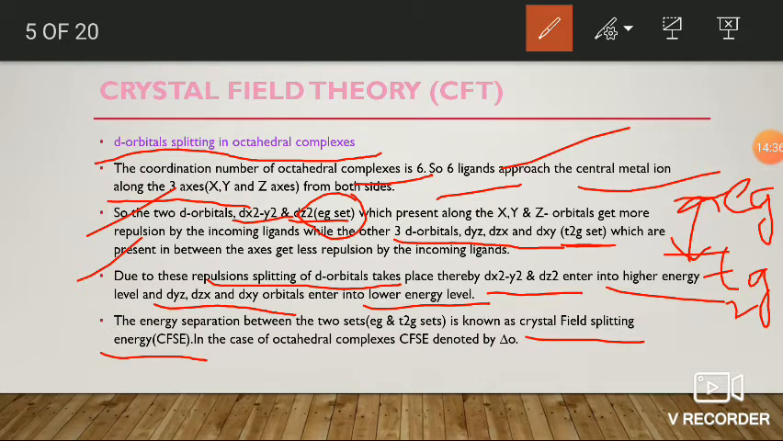Here the energy gap between the EG and T2G is generally known as crystal field splitting energy, CFSE, or it is also known as crystal field stabilization energy. The energy separation between the two sets of d orbitals is generally considered as crystal field splitting energy. Based on this CFSE value, the stability of the complex generally depends on this value. Okay. In the case of octahedral complexes, the CFSE is generally denoted as delta O. O means octahedral. Okay, fine.